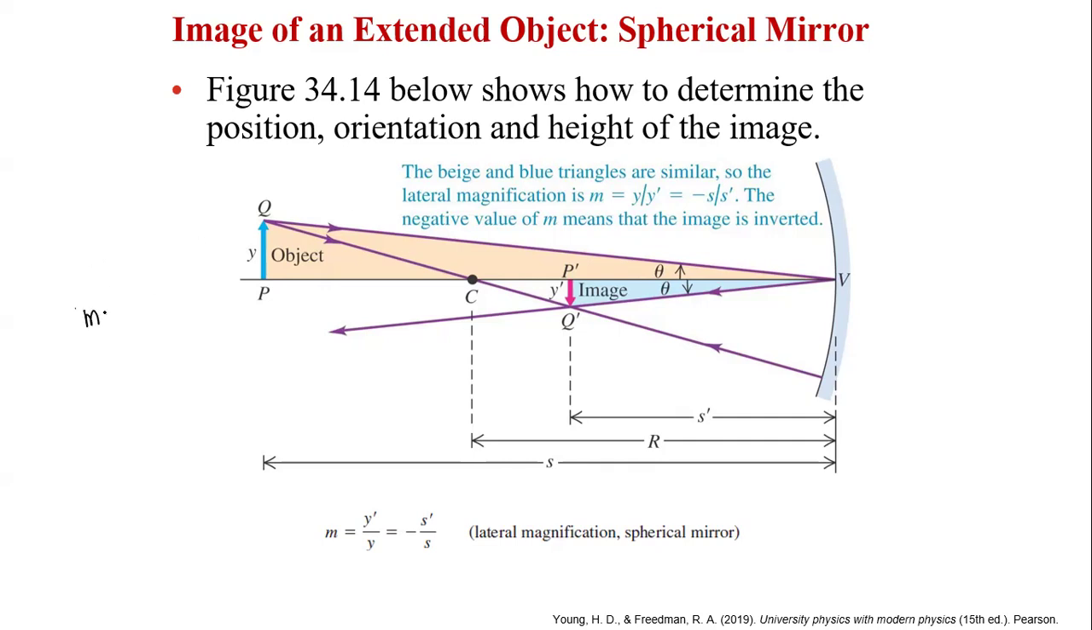Our lateral magnification for a plane mirror is equal to the ratio of y' over y. Okay. And triangle PQC and triangle P'Q'C are similar. So what do we get here? We can also have the relationship that the ratio of y over s is equal to the ratio of y' over s'.